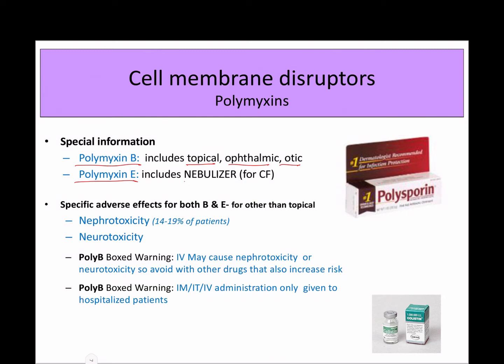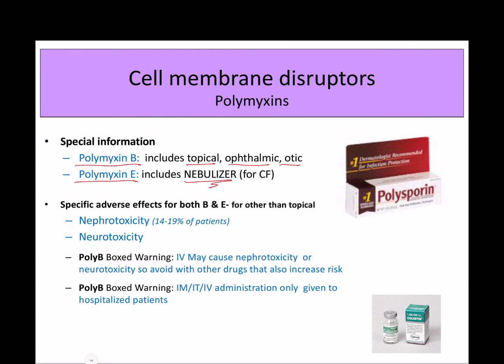Polymixin E does include a nebulizer route, and that's important because it's one of the drugs that can be specifically used for cystic fibrosis. And in cystic fibrosis, that's a genetic disorder where the lungs make too much mucus, and you can commonly get bacterial lung infections. So having a nebulizer where you're actually inhaling the antibiotic can get that antibiotic right where it's needed.